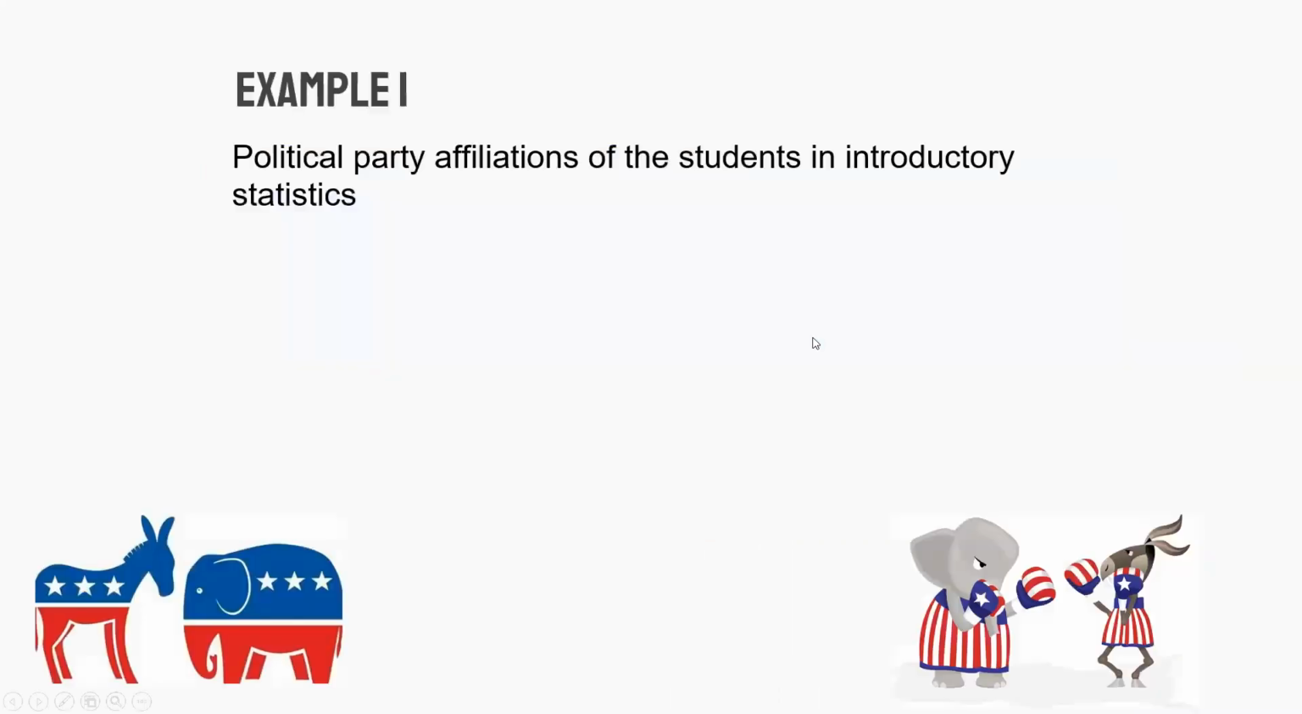All right. So here will be the first example that we're gonna have. Political party affiliations and students in an introductory statistics class. What I'm gonna have here is a data set of the parties each student belongs to.